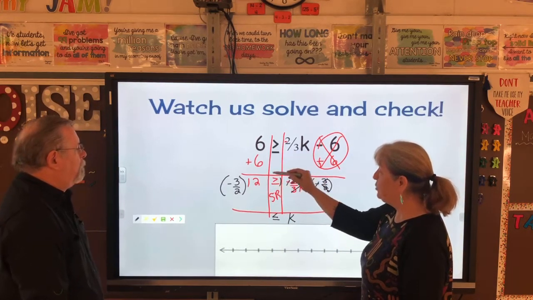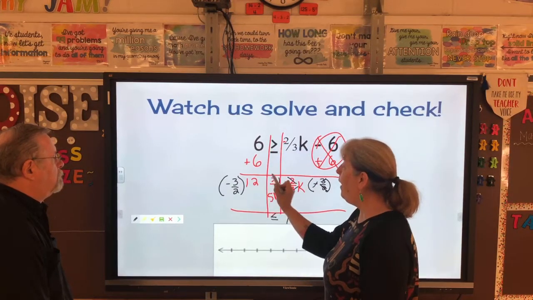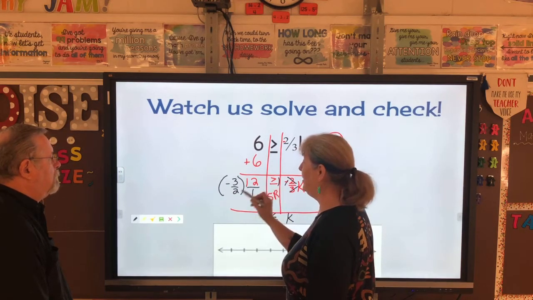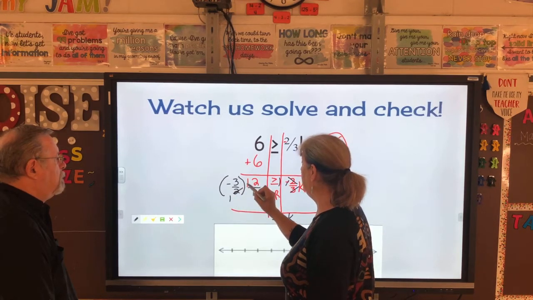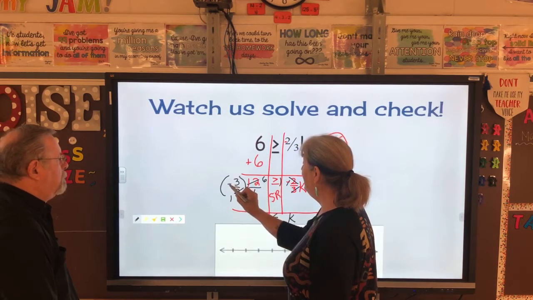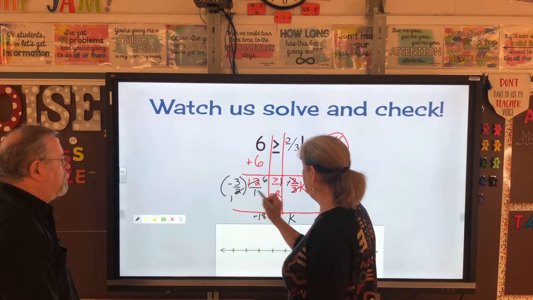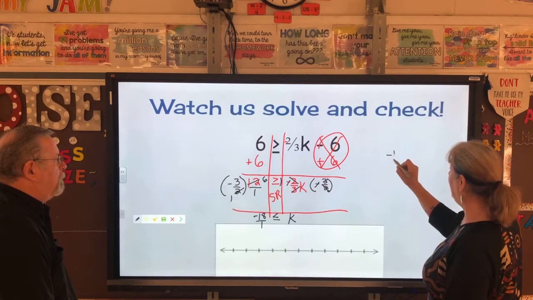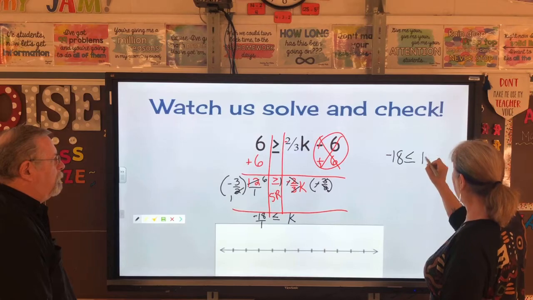This is a special rule, so that sign got flipped, and now I'm over here multiplying. Well, I know that that's the same as over 1. I'm going to do some cross canceling. 2 goes into itself once, 2 goes into 12 6 times. Negative 3 times 6 is negative 18. 1 times 1 is 1. So my answer is negative 18 is less than or equal to k.